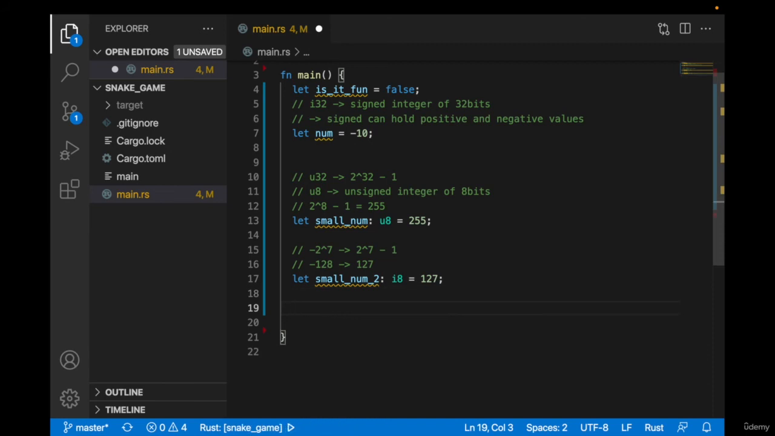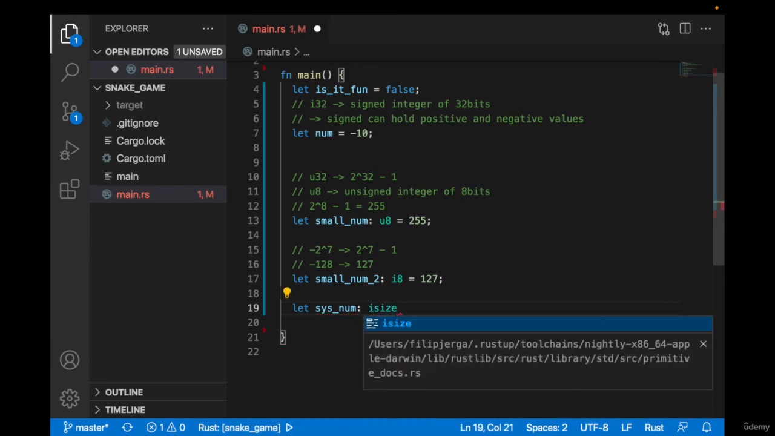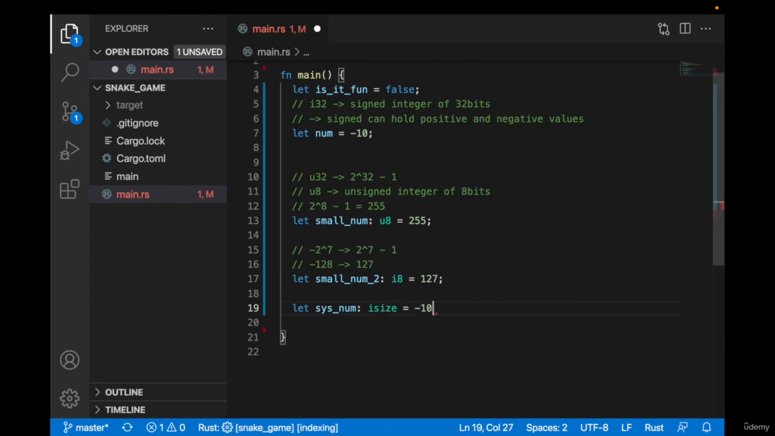Okay, what other types are there? You now see signed types and also unsigned types. Let's specify architecture-related types. I'll write here a sys number, and I'll specify isize. So this is again a signed integer. Let's write here minus 10. And for the second sys number, it will be usize. With the u types, you know that you can hold only positive values because they are unsigned. With the signed types, you can hold also negative values.